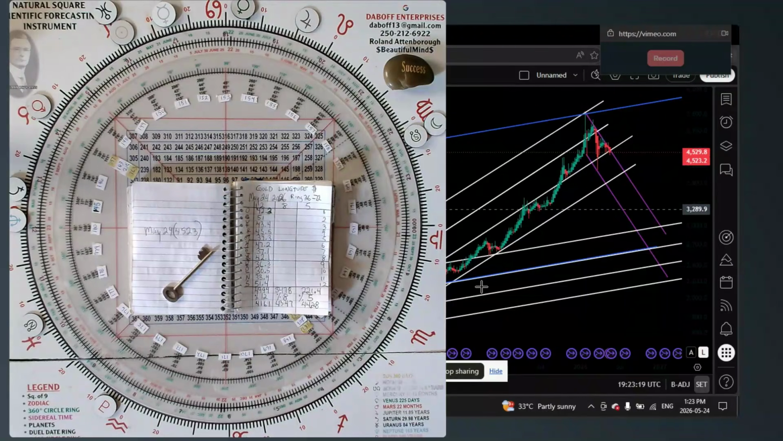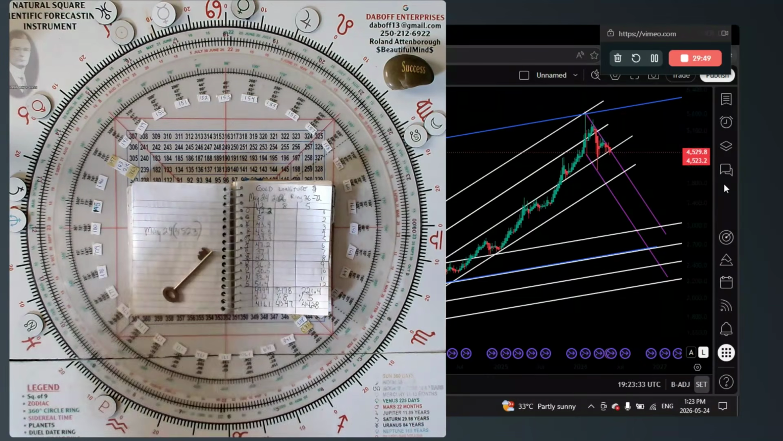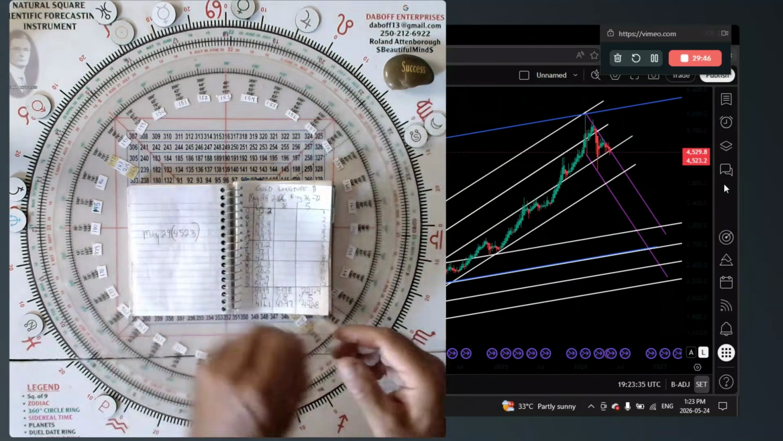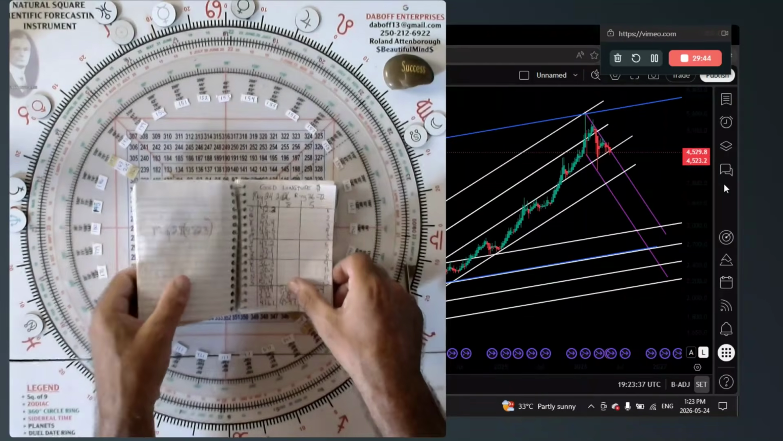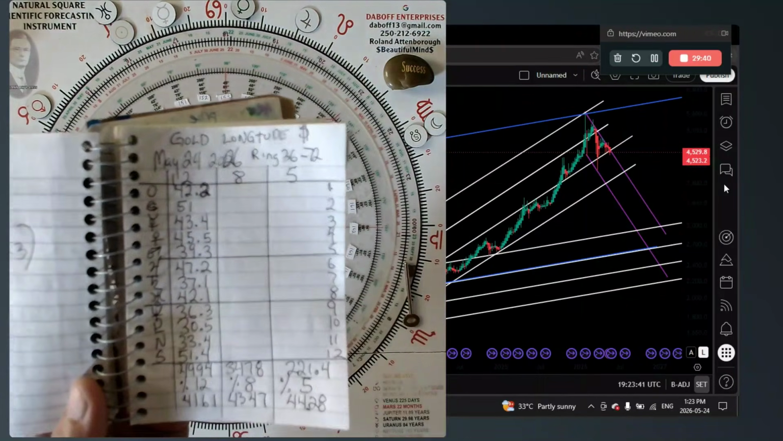Alright guys, today we're discussing the longitude of price resistance levels for gold. Gold, you can see, is 45.23. I wrote 45.23 here. Let's just take a quick look at my work here. I just wanted to show you this better. Take a screenshot of that.